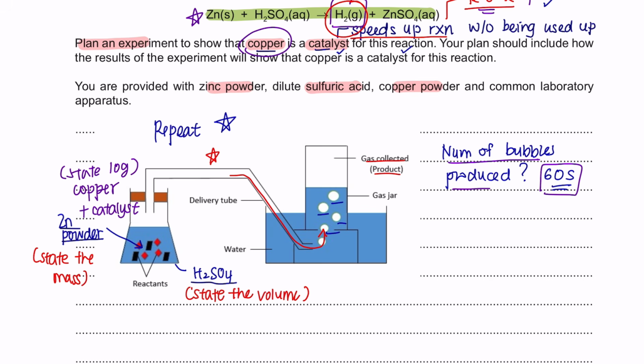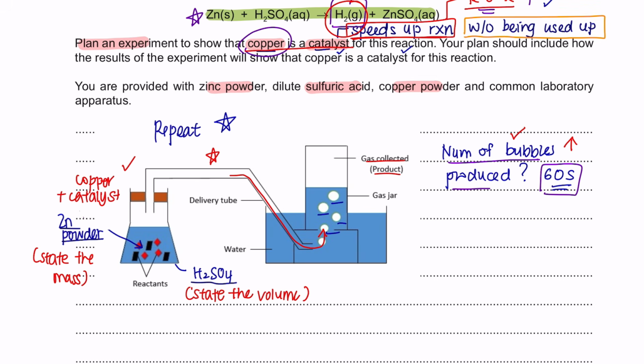So we can compare the number of bubbles produced when there was catalyst used and no catalyst present. Since copper is a catalyst and a catalyst speeds up the reaction, we should observe a higher number of bubbles produced when the copper catalyst is being added into the reaction. And a catalyst is a substance that is not used up during the reaction. So we also have to prove that the copper was not used during the reaction. If we are using 10 grams of copper at the beginning of the reaction, we should weigh the copper at the end of the reaction and make sure that it is also 10 grams. So this will prove to us that copper is indeed a catalyst.